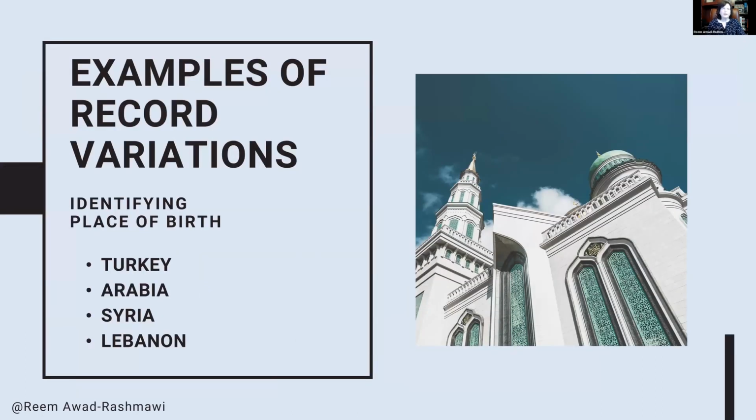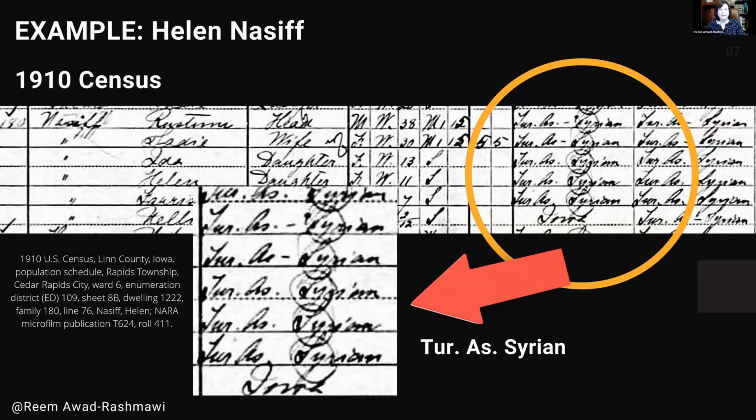So I'm going to go through different record sets with you now, giving an example of one person and how the identification of one person's birthplace has changed over time. Here we have a woman, Helen Nassif, and all the references and citations to these documents are in the handout, but I want to go through them step by step so you understand what we have to overcome when dealing with Arab American research, and also tips to get around those.